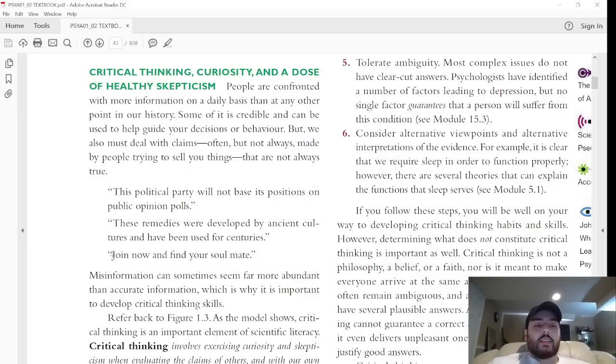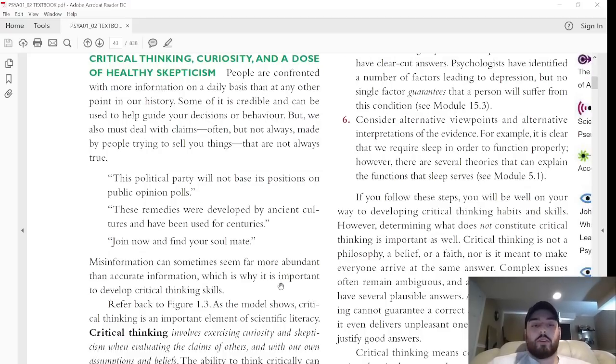So if a dating site says join now and find your soulmate, I'm sure that there are tons of people that have met their soulmate on a dating site, but there are also maybe even more people that have had horror experiences or don't meet the right people on dating sites, right? So we have to approach it with a grain of salt and with healthy skepticism. These are great examples that will apply to the text I'm about to read you, right?